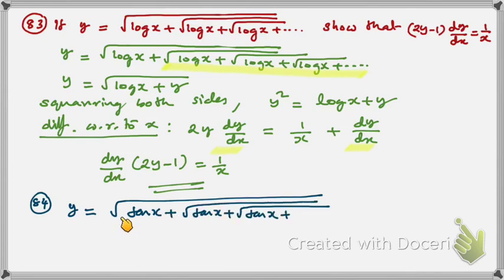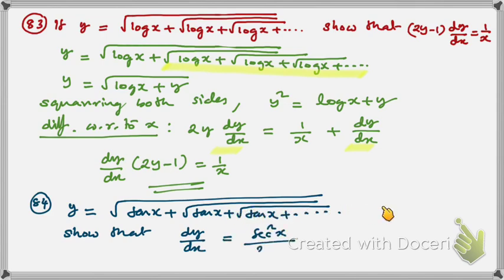Now you have a question for you to try. y is equal to root of tan x plus root of tan x plus root of tan x to infinity. Show that dy by dx is equal to sec square x divided by 2y minus 1. So you're going to do the same thing. You will say y is equal to root of tan x plus the rest of it is still y. So it will be y is equal to root of tan x plus y. Then you say squaring both sides, and you should be able to complete it yourself. So pause the video, do this question before you proceed to the next one.